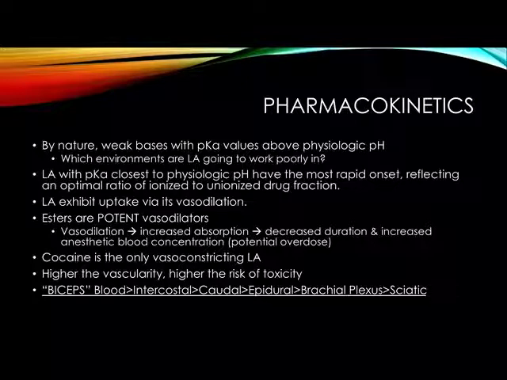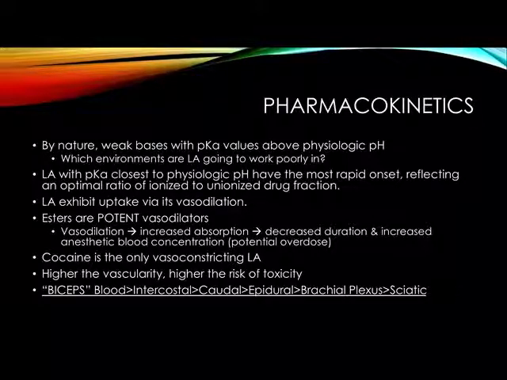weak base. Local anesthetics with pKa's closest to physiologic pH have the most rapid onset, and that's due to an optimal ratio of ionized to unionized drug fraction. If you'll remember back to early on in pharmacology and in chemistry, it's the unionized portion of the drug that is the active form. So the more unionized drug that you have, the more of a response that you will tend to see. Local anesthetics exhibit uptake via their vasodilation.